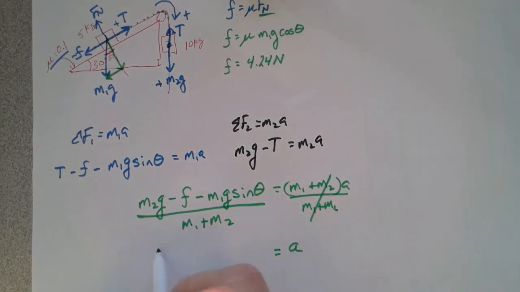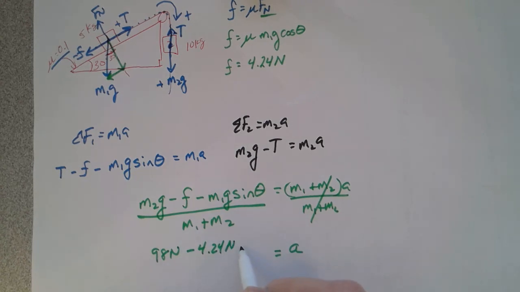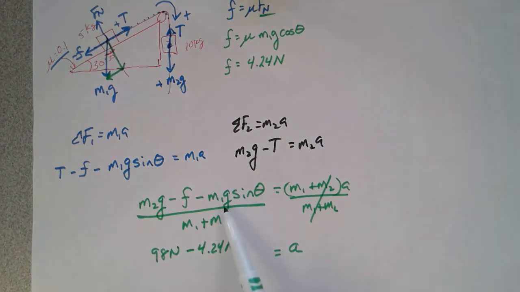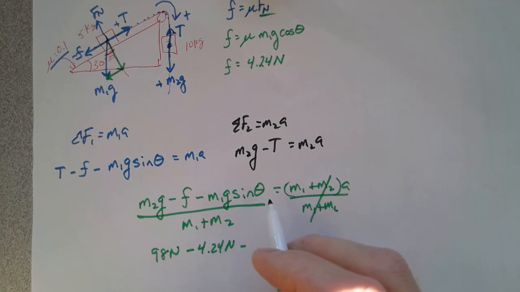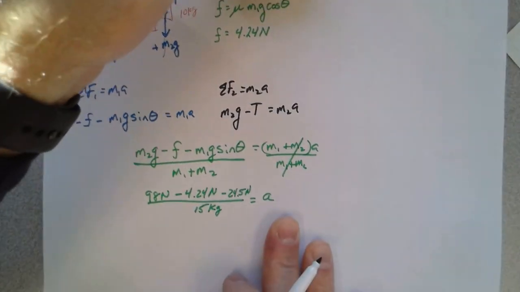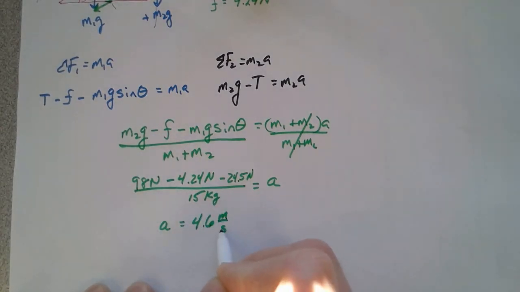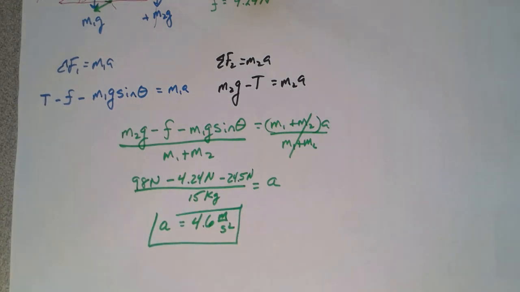So we have m2g, which should be 98 newtons, 9.8 times 10, minus the frictional force that we had, 4.24 newtons, minus m1g sine of theta. So we have 5 times 9.8 is 49. 49 times the sine of 30, half of that, so that's 24.5 newtons, all divided by the total mass of 15 kilograms. We get an acceleration value that is 4.6 meters per second squared. All right, so that's the first thing that we solve for.